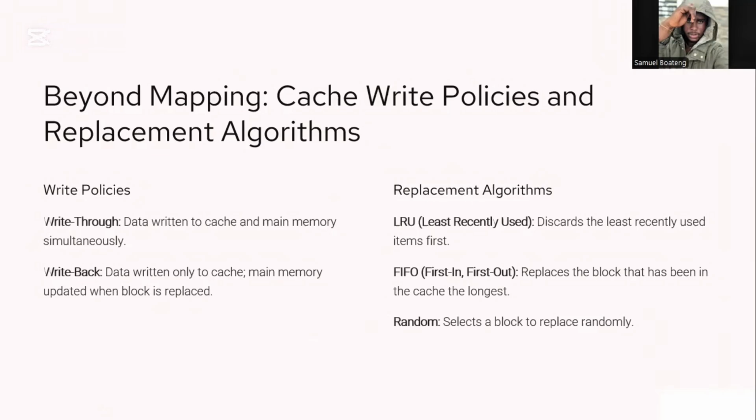For replacement algorithms, we have the LRU, which means least recently used. This discards the least recently used items first. And we also have the FIFO, which means first in, first out. It replaces the block that has been in the cache the longest. And we also have the random, which selects a block to replace randomly. In all this, they decide which block to remove when the cache is full.